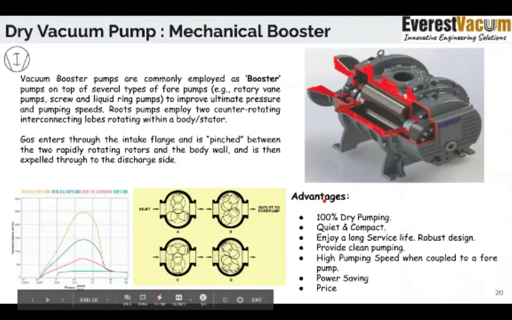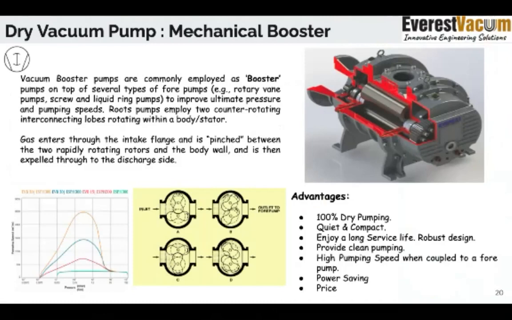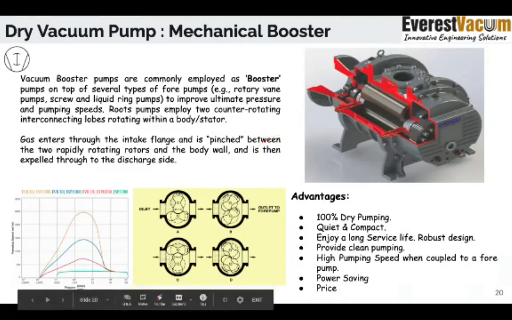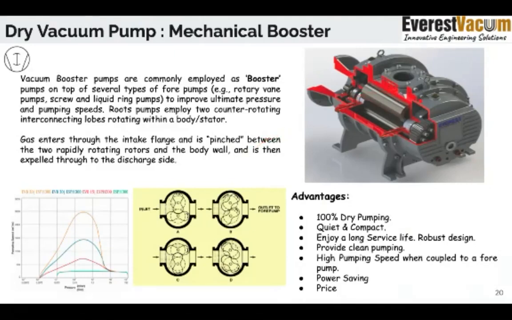So the most popular, most reliable dry vacuum pump is called the mechanical booster. Now, this particular pump enjoys a very unique characteristic, which is commonly termed the bell-shaped curve. This is the bell-shaped curve. The only disadvantage being that this booster cannot work on its own. It needs some form of backup pump, be it a screw vacuum pump, a liquid ring pump, or an ejector. Any type of backup pump should be there to assist this type of pump.